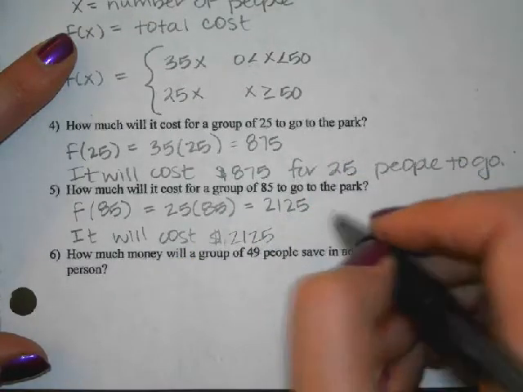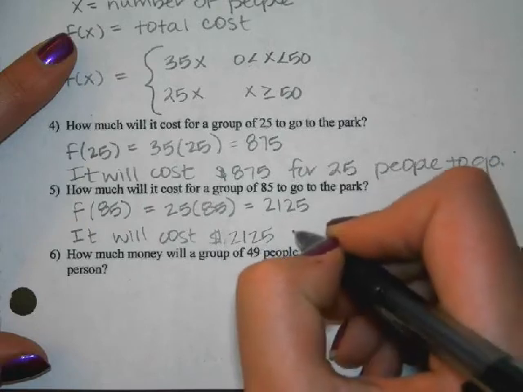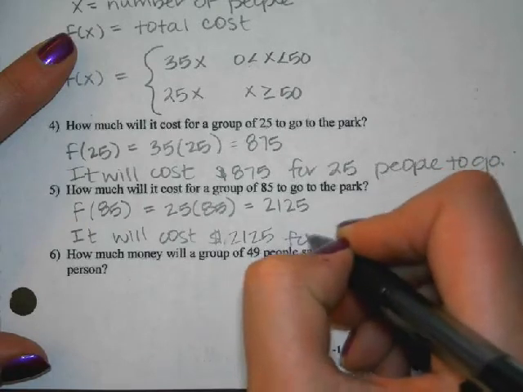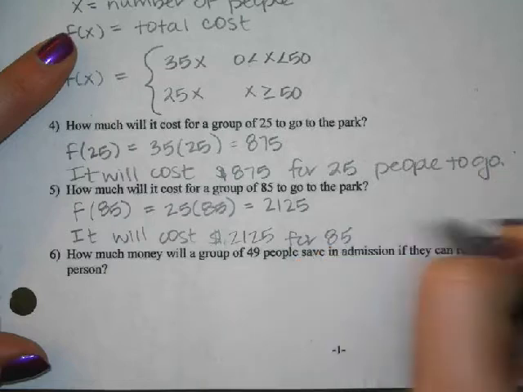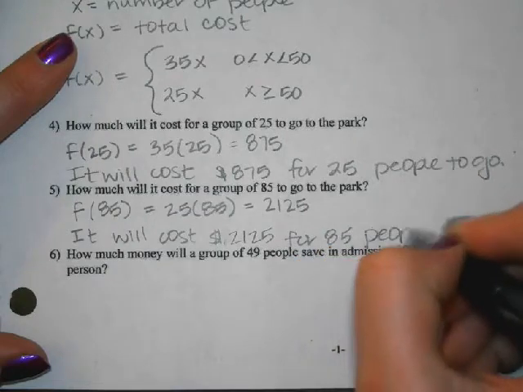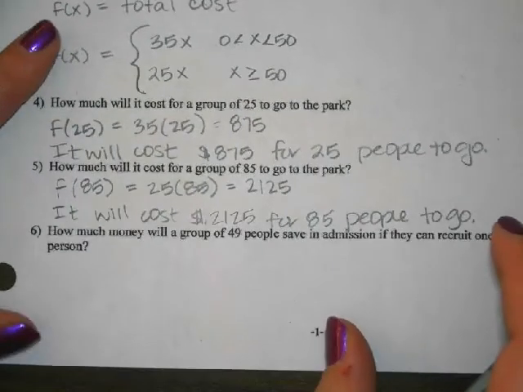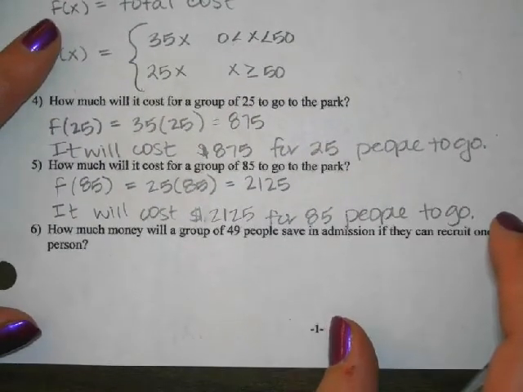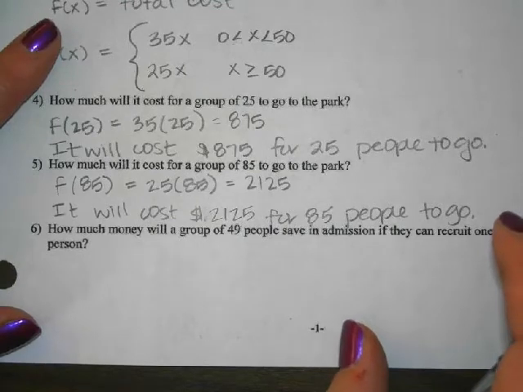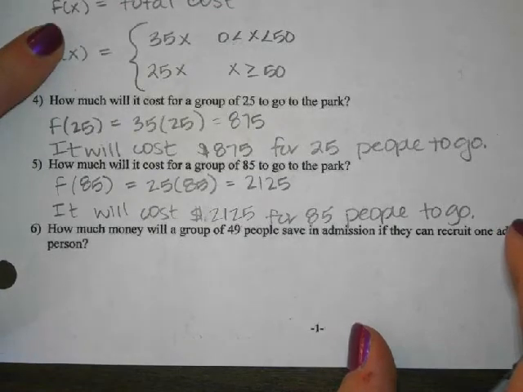Did I sound urban? Yeah. $2,125 for 85 people to go. You guys are giggling like I don't sound cool. Thank you. Thank you. No, it's them over there giggling. We not good.